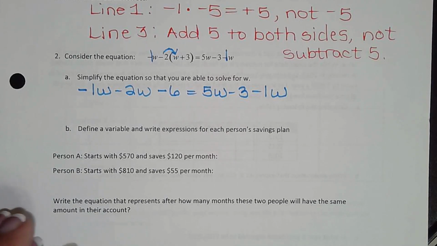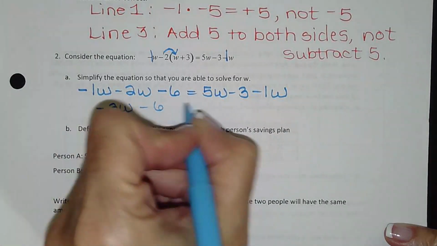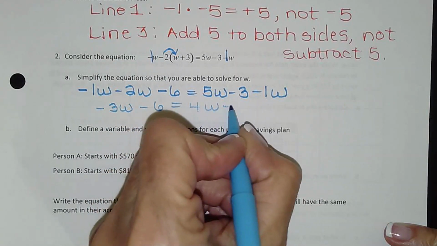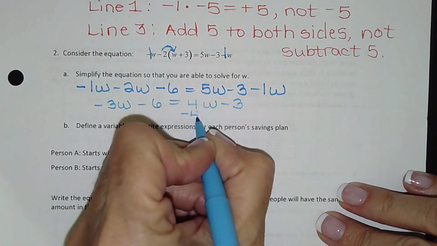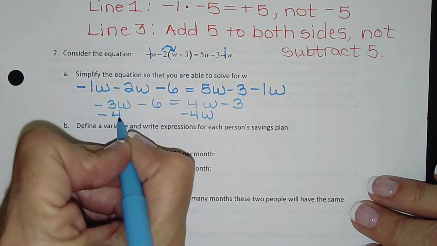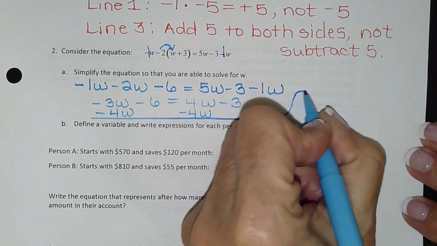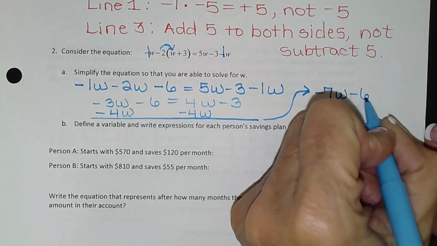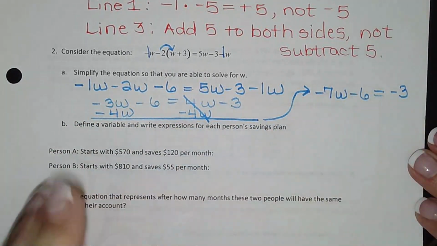Now we just need to simplify, and this is a great one to practice for the test. Negative 3W minus 6 equals 5W minus 1W is 4W minus 3. Now we need all of our W's on the left, so we do the opposite. Subtract 4W to move it across the equal sign. And that leaves us with negative 7W minus 6 equals negative 3. So don't lose that negative in front of it.